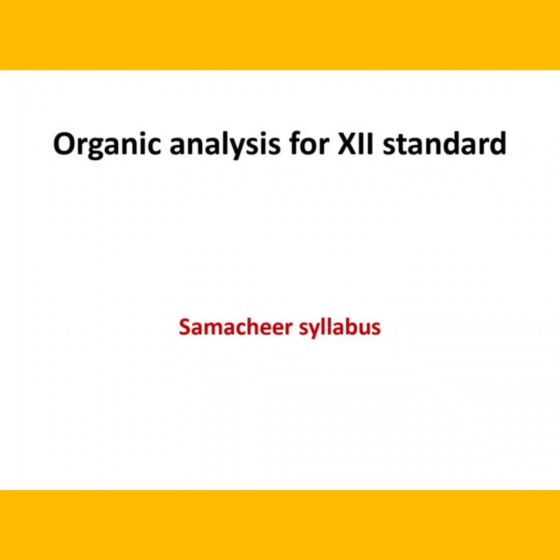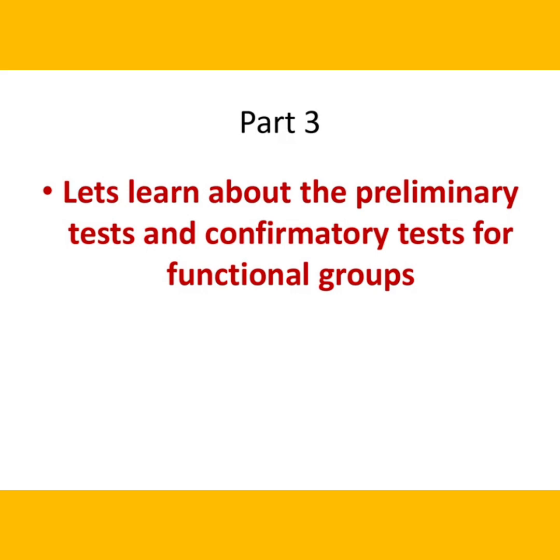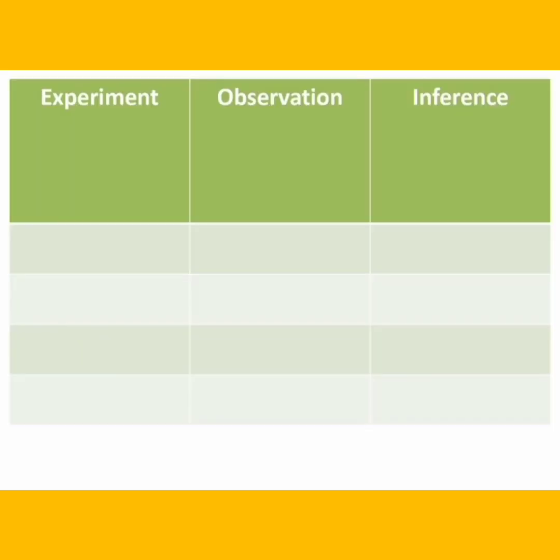So in part 3, we are going to learn about the preliminary test and confirmatory test for functional group. In this part, you are going to be only familiar with the name of the test. I am not going to tell you how to do the test or how to go in for confirmatory analysis, but let us be familiar only with the number of tests. Then once you are familiar, in part 4, we will be learning how to do the test and what will be the observation. So these are the 7 tests where you have an experiment, observation and inference column.